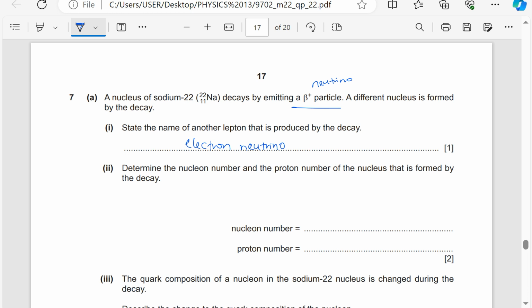Determine the nucleon number and the proton number of the nucleus that is formed by the decay. So the nucleus is sodium, 22 11 Na, which is decaying to give us a beta plus, which is 0 +1 β, plus a new nucleus X. Let's balance. Nucleon number remains 22. So to balance, this should be 10. So that 10 plus 1 is 11, and the other side we have 11. So the proton number is 10, nucleon number is 22.